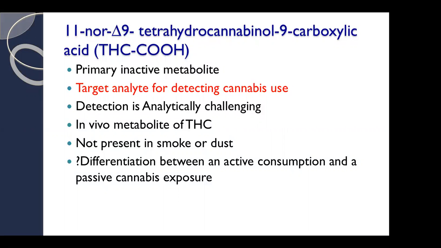So if you have to differentiate whether the patient has an active consumption or a passive cannabis exposure, experts recommend analysis of this particular analyte alongside delta 9, which is the primary psychoactive metabolite, right? And the second important thing is that it has a long half-life as compared to the other metabolite. However, the detection is analytically challenging due to the presence of smaller quantities, and also its absorption is slower as compared to the other analyte.